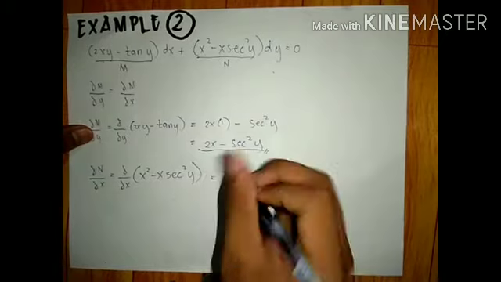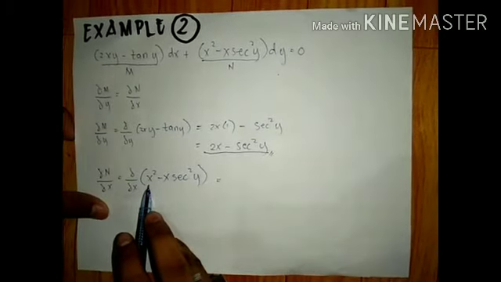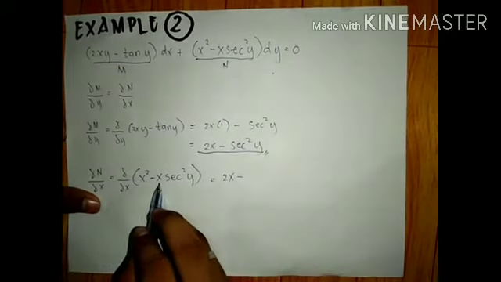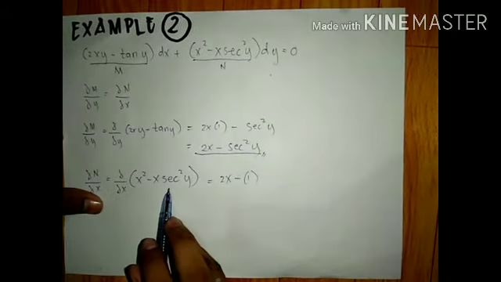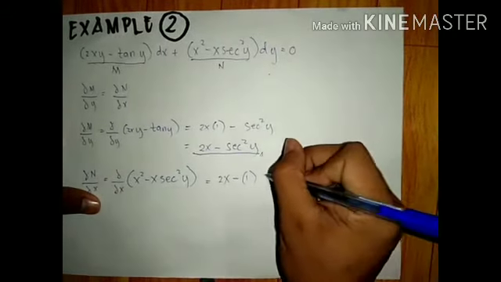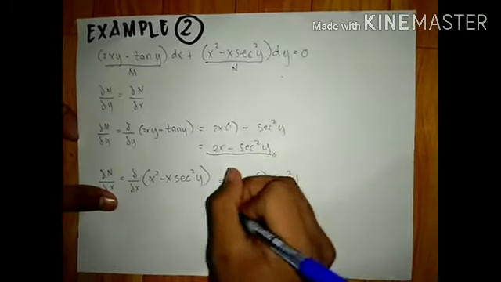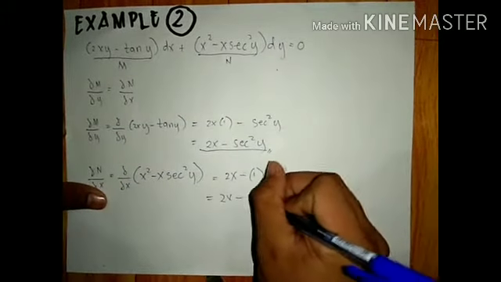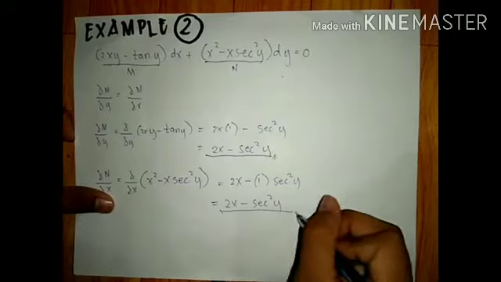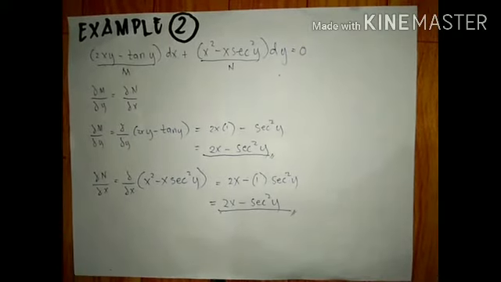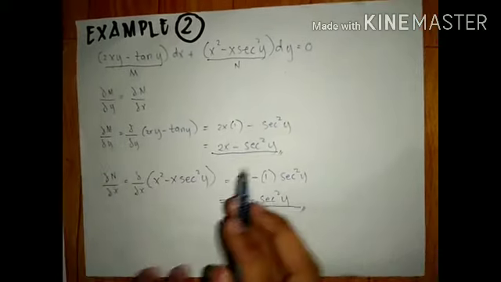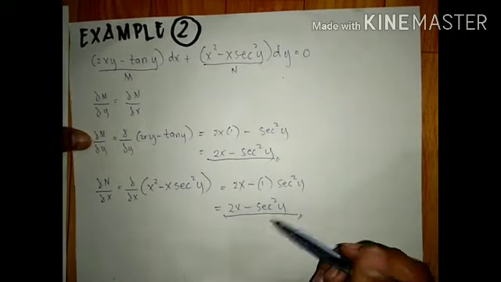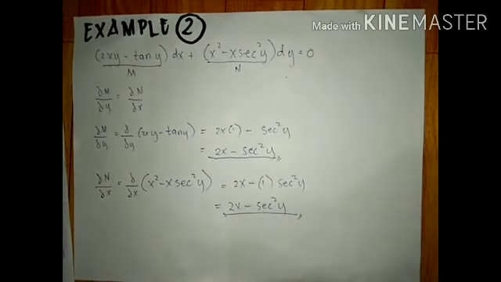So next, the derivative of x squared equals 2x, minus the derivative of x, which is 1. The secant squared y is a constant, so we copy it. So the answer is 2x minus 1 times secant squared y, which is equal to secant squared y. So this is exact. We can conclude, or we've proven, that this given equation is exact. Okay, they have the same value.